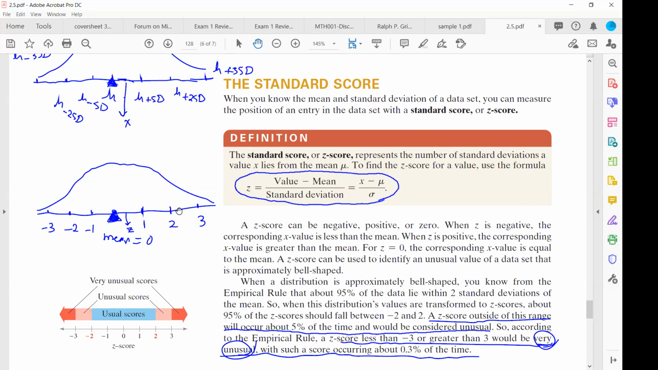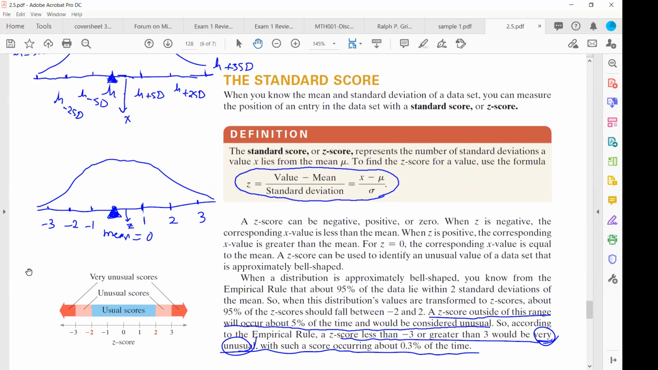So take a look at this shape. As long as that number is near the mean 0, it means that you have a usual value. If it is located 2 standard deviations or 3 standard deviations away from the mean, you consider it as an unusual or highly unusual value.